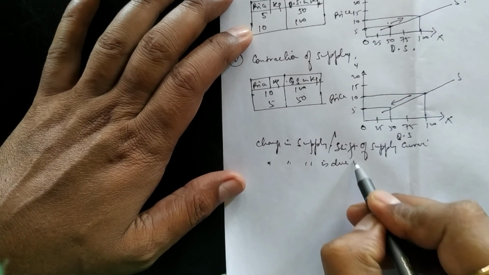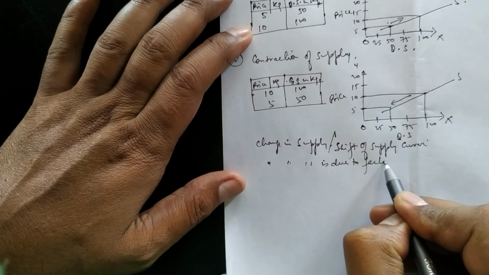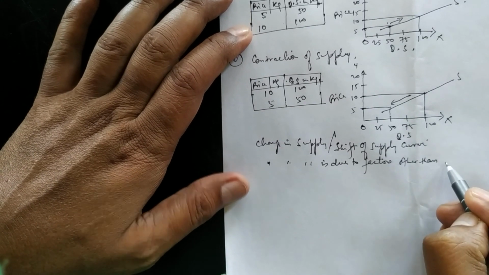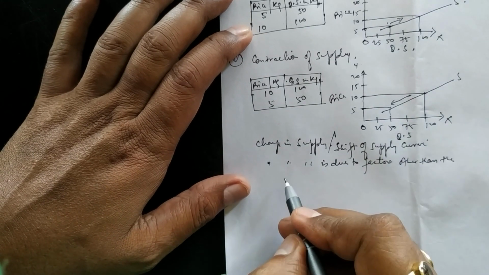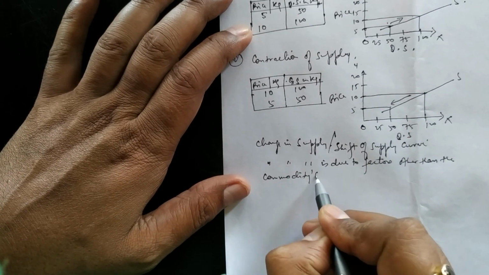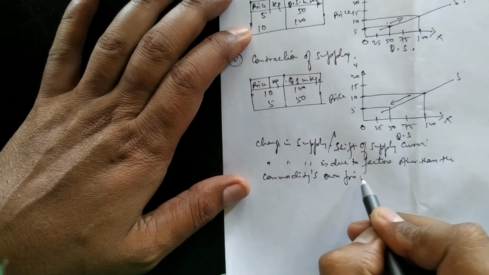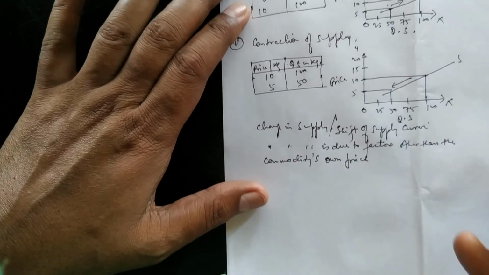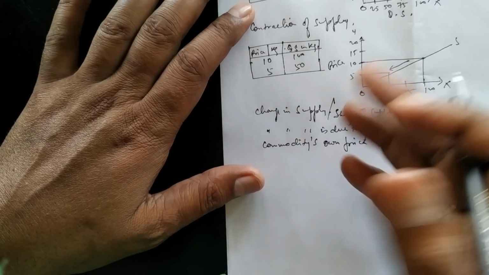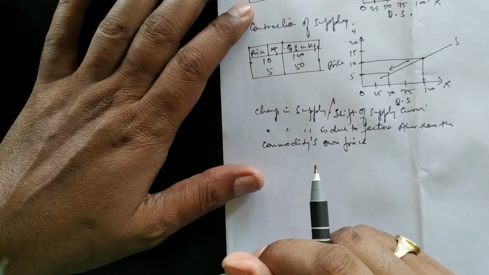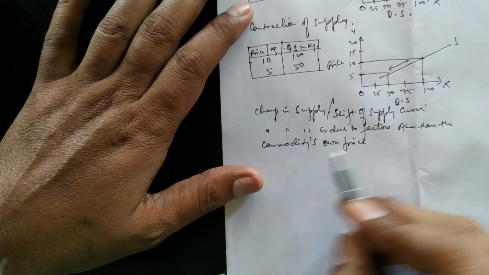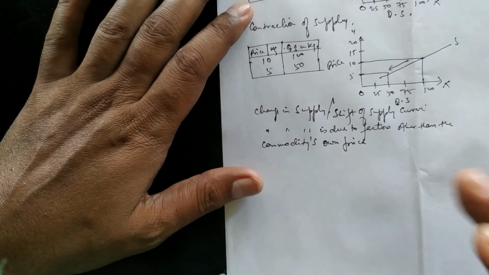Change in supply is due to factors other than, very important, other than the commodity's own price. This means own price will not affect. Other factors will affect. Now you'll ask me, sir, what are the other factors? Maybe the number of firms increased, maybe technology changed, maybe the tax rate reduced, maybe the price of related goods increased or decreased. Those are known as factors other than the commodity's own price.